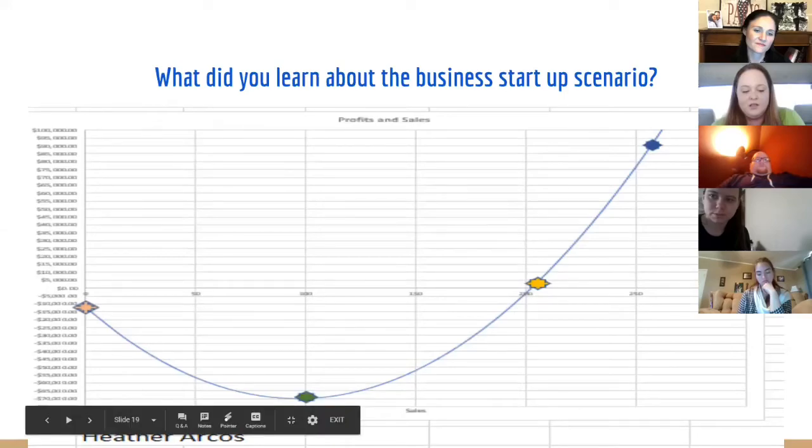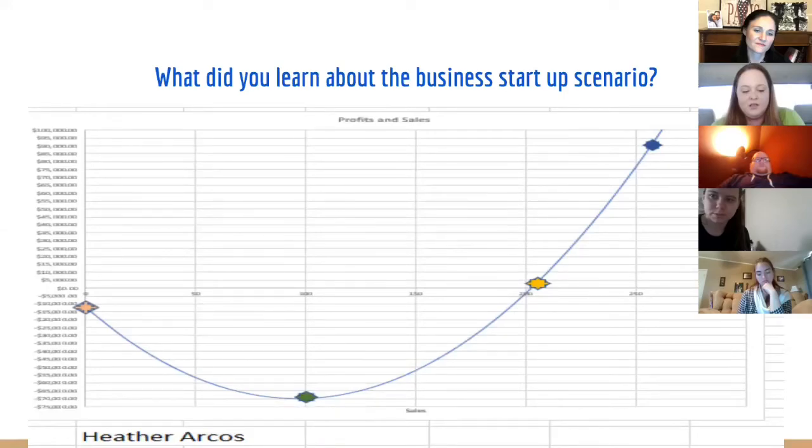Heather, what did you learn about the business startup scenario? Allison, I learned that it takes a lot of effort, time, and patience. As you can see on the graph, when you start, you have to have an initial investment, and once you invest that money, you won't have it. And although you might start selling a product right away, you're still going to be losing money until you get to the break-even point.